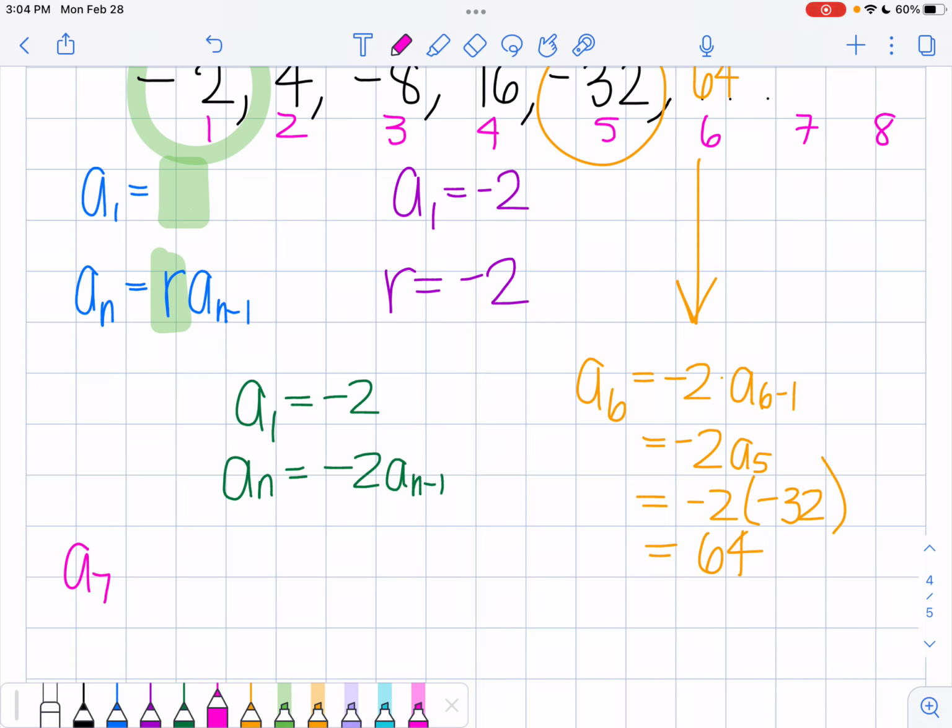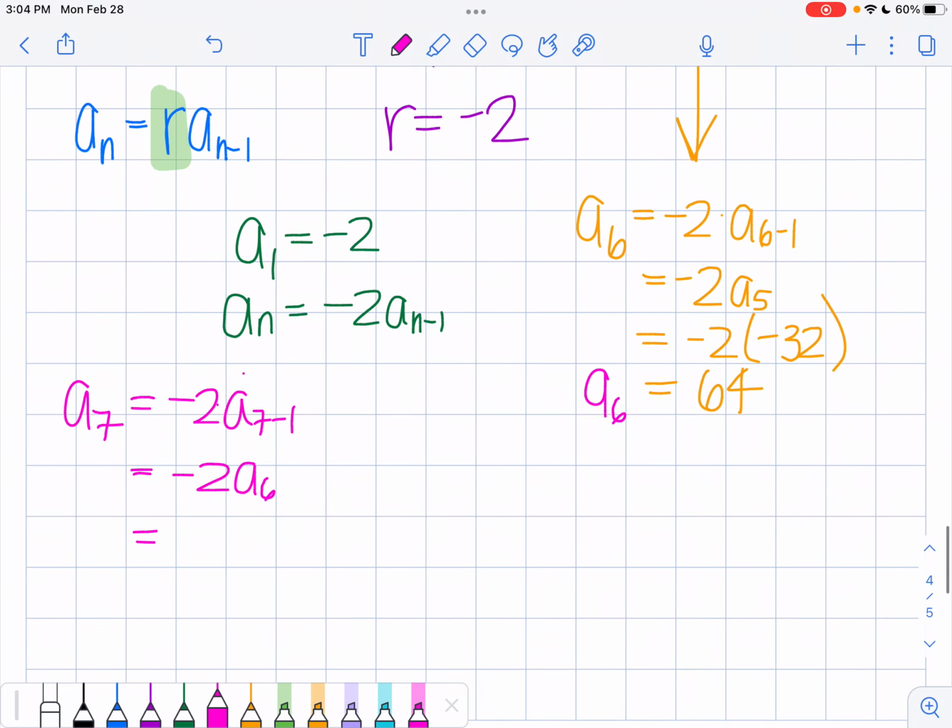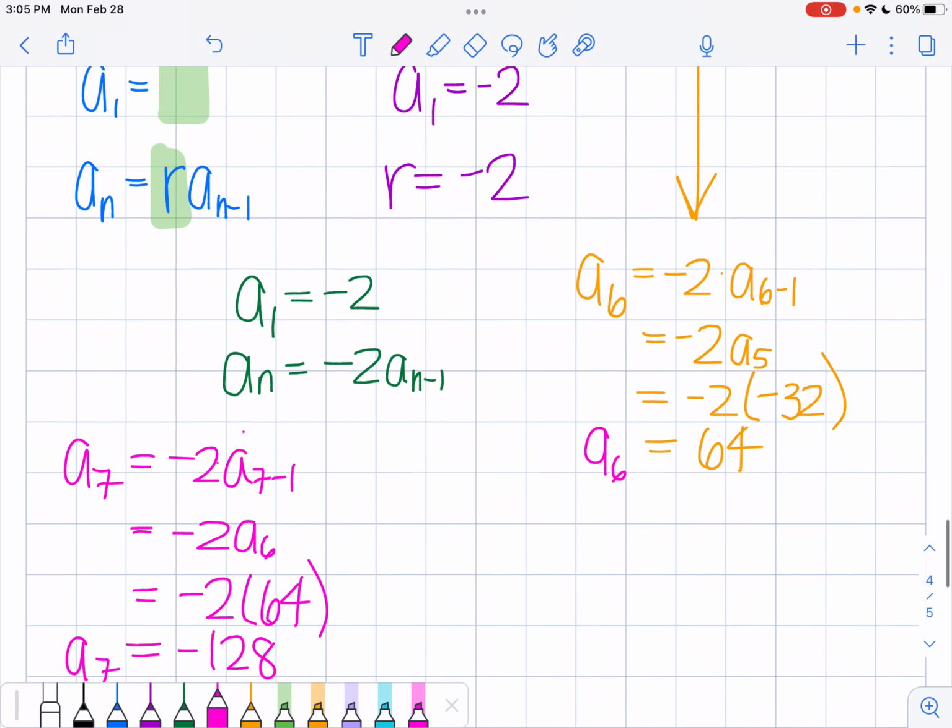My 7th term is negative 2 times a sub 7 minus 1, or negative 2 times a sub 6. And my 6th term is what we just found right here. So it gives me negative 2 times 64. And if you don't know off the top of your head, you can use a calculator. Gives you negative 128. And this is my 7th term.